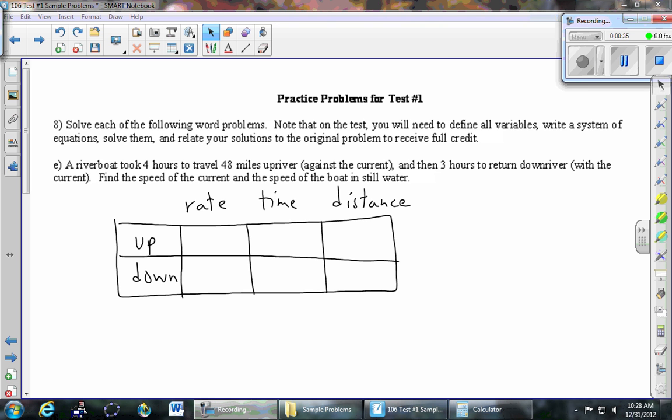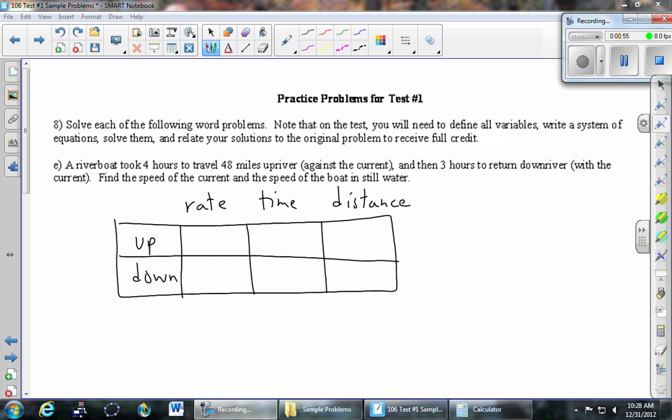Okay, so if you're back, you've got a table. Hopefully it looks pretty similar to the one I've got here. We're going to need columns for rate and time and distance. I always put them in that order. And then we need 2 rows for this table because we've got 2 journeys, one upriver and one downriver. So what do we have here?